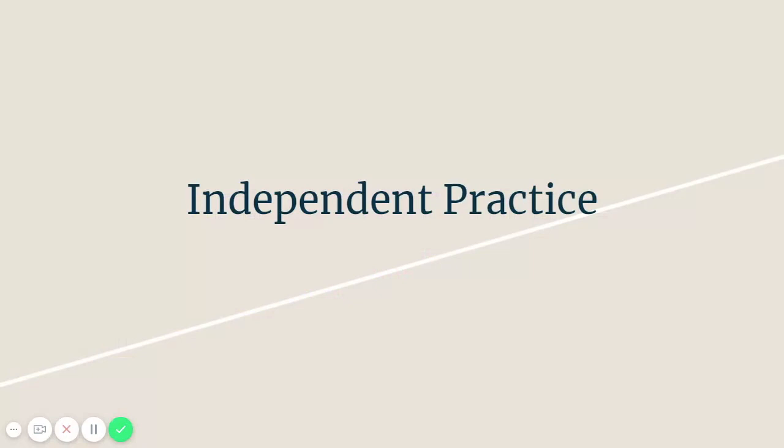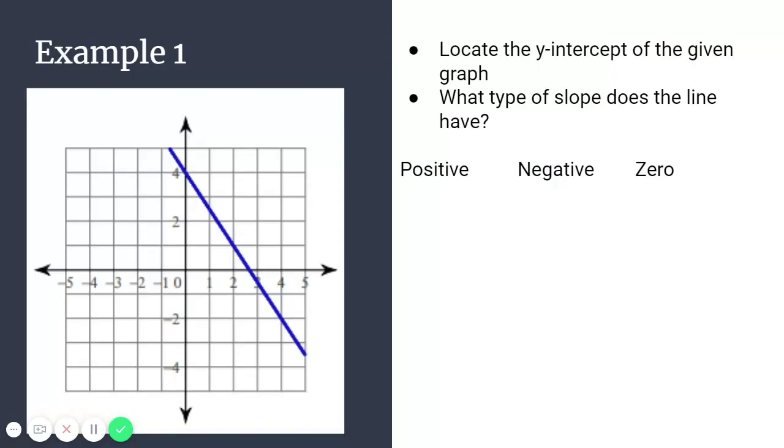At this time, I want you to locate the notes that you took from the instructional link, and let's jump right into our independent practice. Here is example number 1. Locate the y-intercept of the given graph. What type of slope does the line have? We'd ask that you pause the slide presentation, answer example number 1, and resume when you're ready.